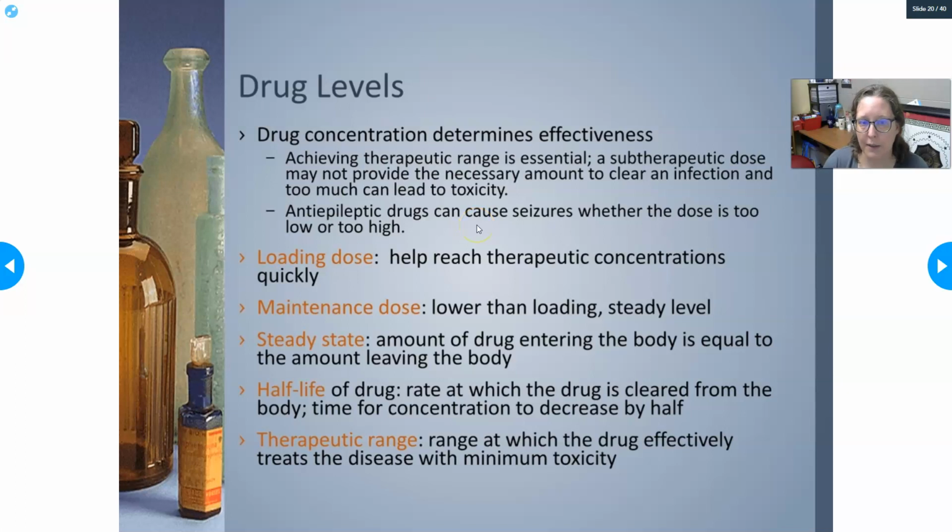Interestingly, anti-epileptic drugs can cause seizures whether the dose is too low or too high. And so it's very important for those to be right in the good therapeutic range.